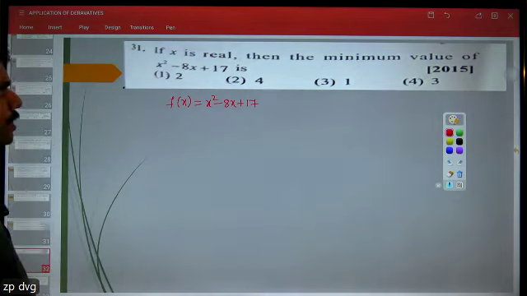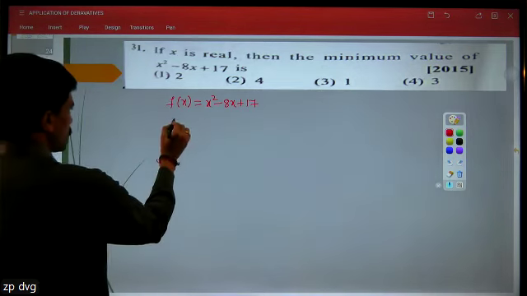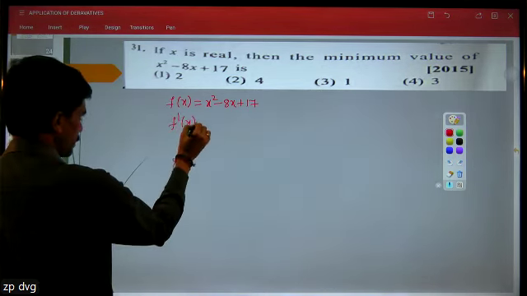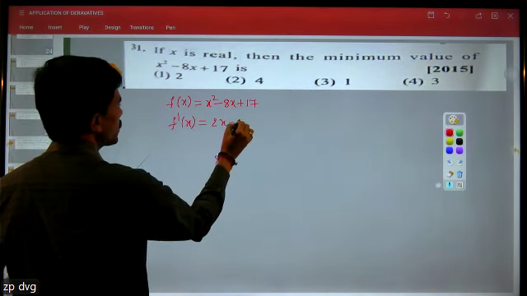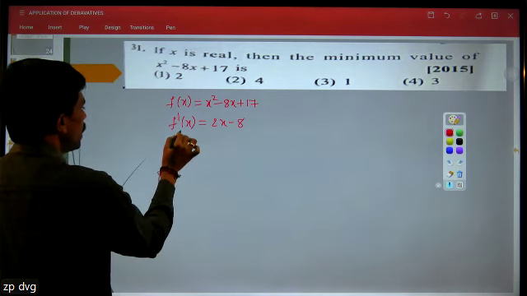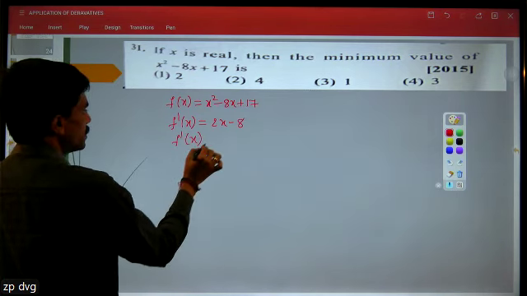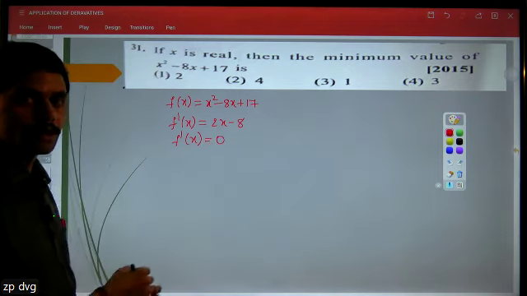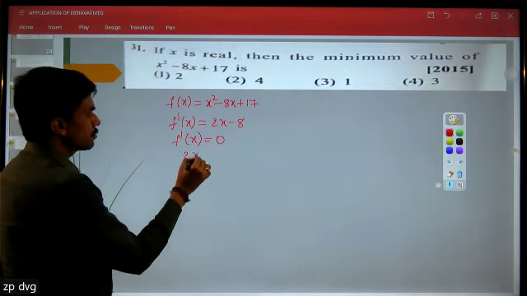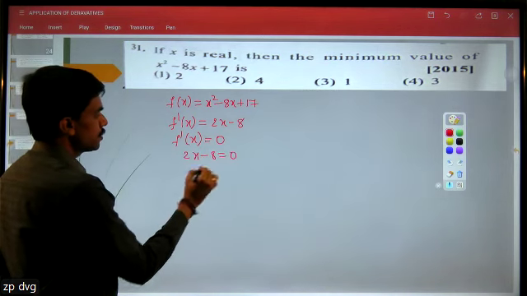Okay. So we have to find the minimum value of the function. First, we have to find f dash of x. f dash of x is equal to 2x minus 8. For maxima or minima, we have to equate f dash of x to 0. Okay. So here 2x minus 8 is equal to 0.